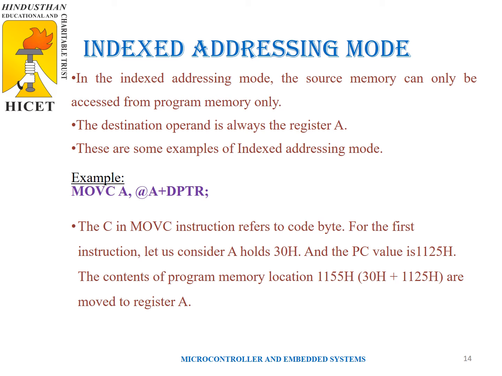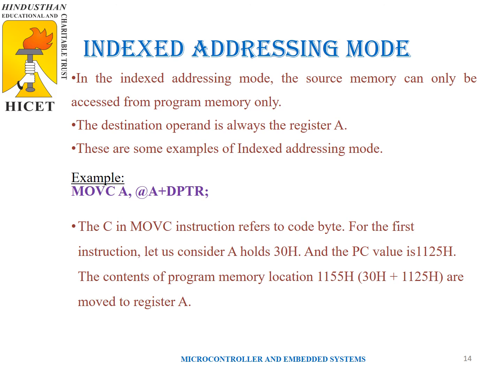Coming to the last addressing mode, indexed addressing mode. In this indexed addressing mode, the source memory can only be accessed from program memory. The destination operand is always the register A. Let's see the example. MOVC A, @A+DPTR. This example is represented in the second slide.